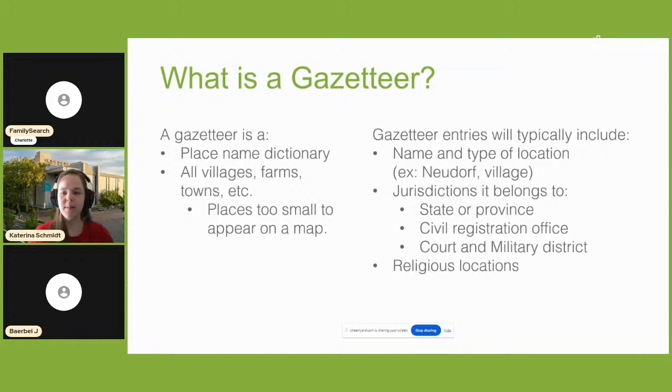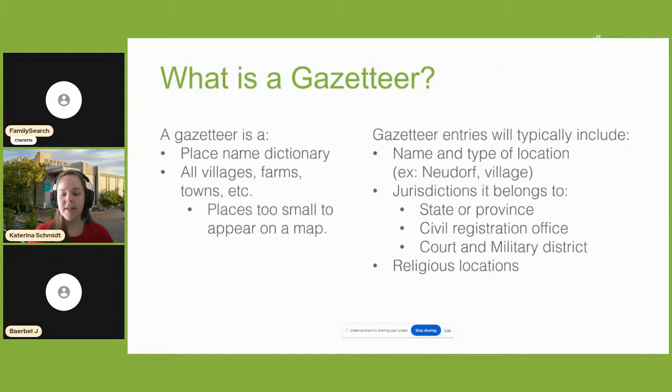So we've talked a little about the things a gazetteer can do, but what exactly is a gazetteer? A gazetteer is a place name dictionary for a specific geographical area that covers helpful information about all of the villages, farms, towns, cities, and other places within a certain geographical boundary. It may also list many places that are too small to even appear on a map.